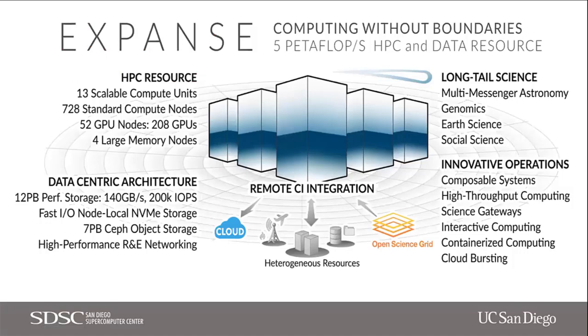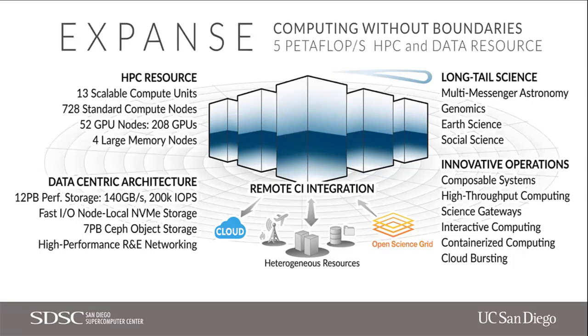So it's a system that's made up of 13 scalable units, and I'll go into a little detail on each scalable unit in the next few slides. There are 728 standard compute nodes, 52 GPU nodes, and each GPU node has 4 GPUs, so you have a total of 208 GPUs. We have 4 large memory nodes. So if you think about it, this is basically similar to our setup on Comet. So you can almost see the evolution coming from Comet to Expanse.